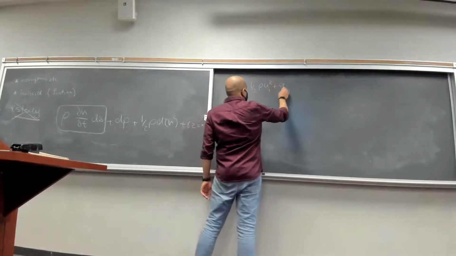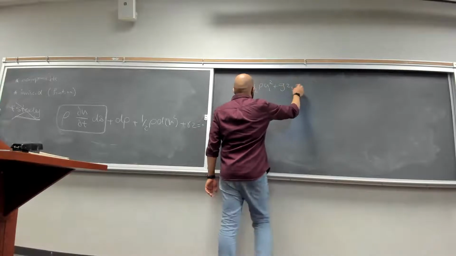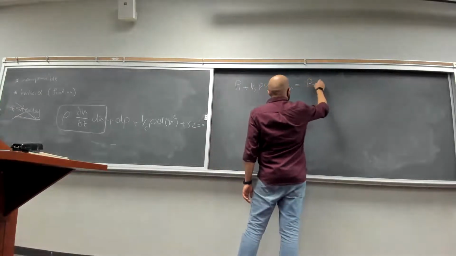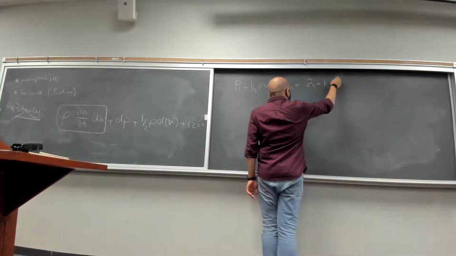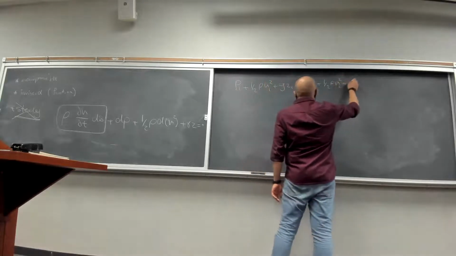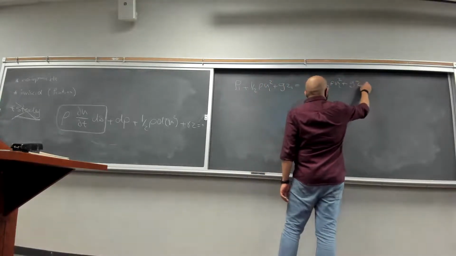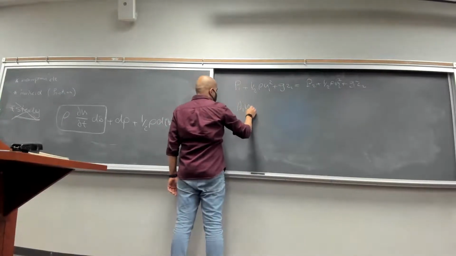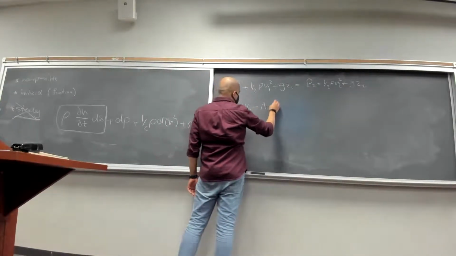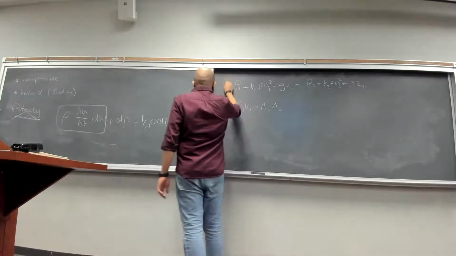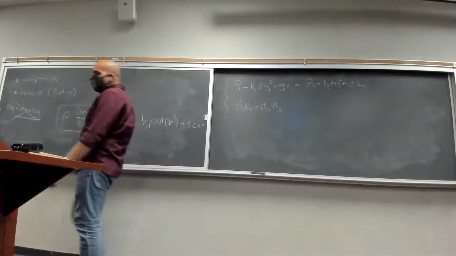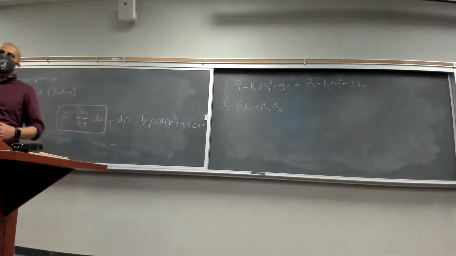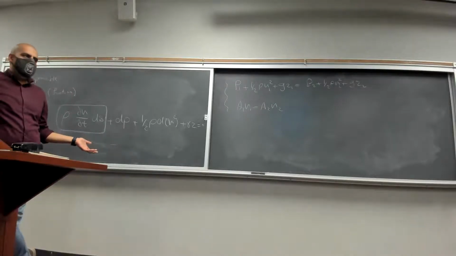this is true, right? P2. All of the other things that we saw were variations of this equation, and also A1 V1 has to be equal to A2 V2. As long as you know these two, you should be able to solve any problem in this chapter.